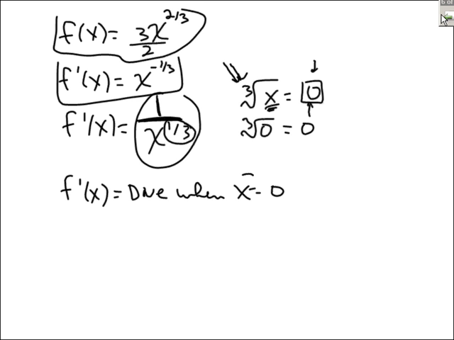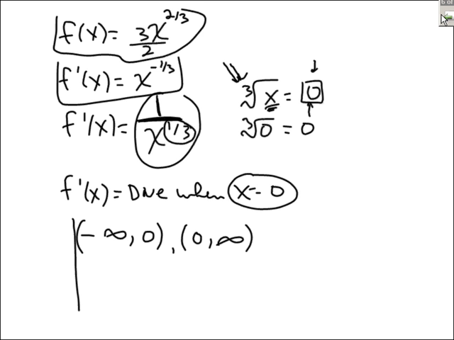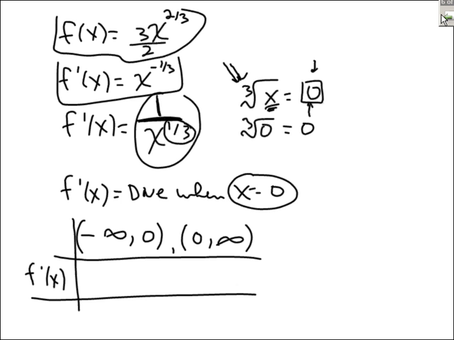So, this is the only x value that made the first derivative either 0 or undefined. So our intervals will be -∞ to 0, which just excludes 0, and 0 to infinity. Now, I think we talked about this. So f prime of x, this time the derivative is a fraction. So let's find the numerator.